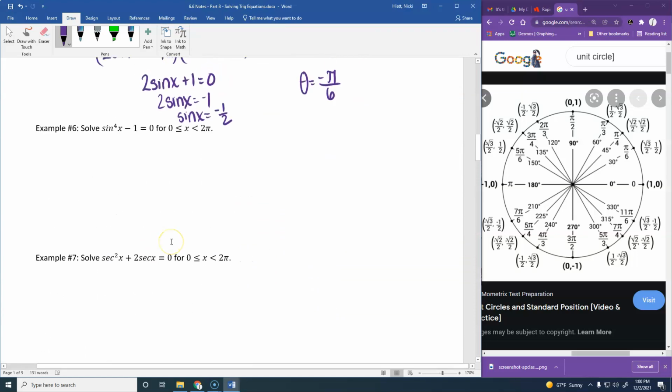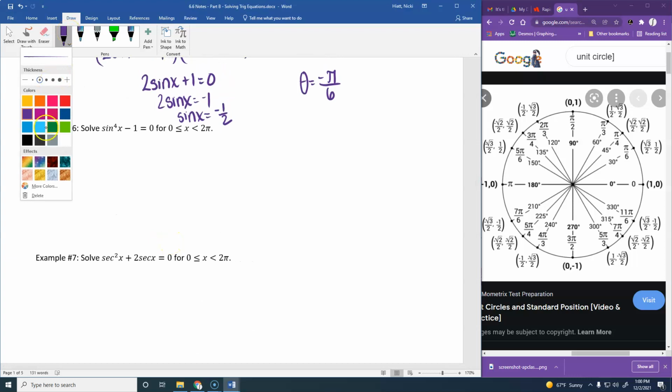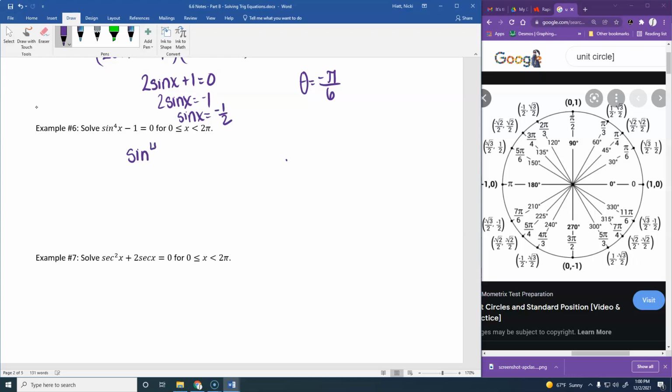Okay, I think we can get the rest of these done, probably. All right, so sine to the 4th x minus 1 equals 0. So this time we can move the 1 over. Sine to the 4th power of x equals 1. And then how do I get rid of something to the 4th power? I take a 4th root. Thankfully, this is just 1. What's the 4th root of 1?